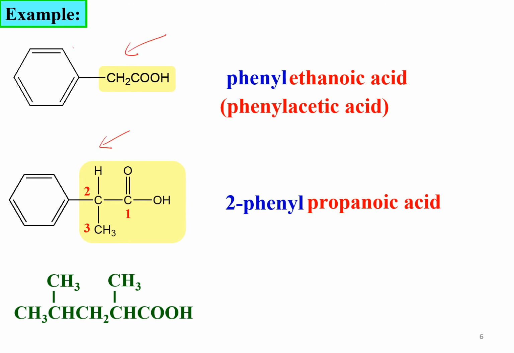Both of these examples are aliphatic carboxylic acids. Why? Because the benzene ring is not directly attached to the COOH. So it's called an aliphatic carboxylic acid. If it were an aromatic carboxylic acid, the benzene ring must be directly attached to COOH.